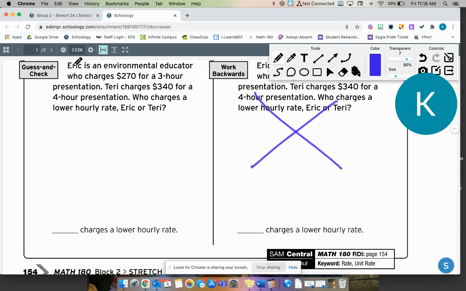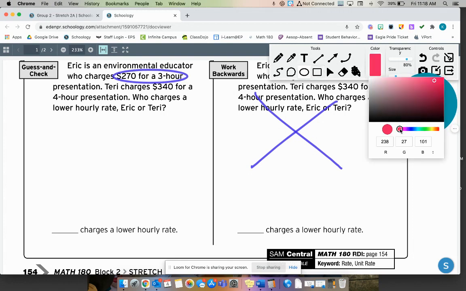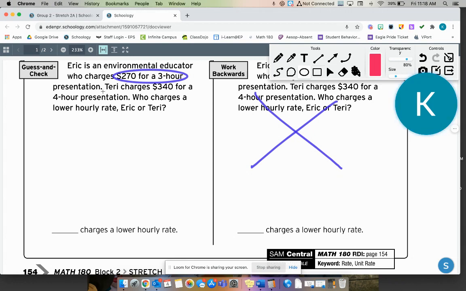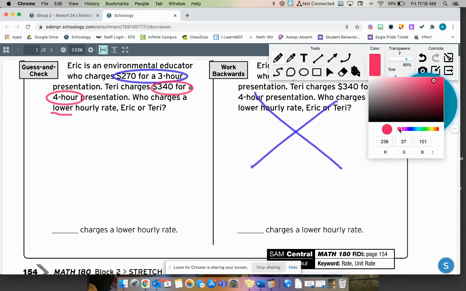So over here, we have Eric, an environmental educator who charges $270 for a 3-hour presentation. And then we also have Terry, who charges $340 for a 4-hour presentation. Who charges at a lower hourly rate? Now, you always want to make sure you read the whole problem to understand if you want the lower or the higher hourly rate.